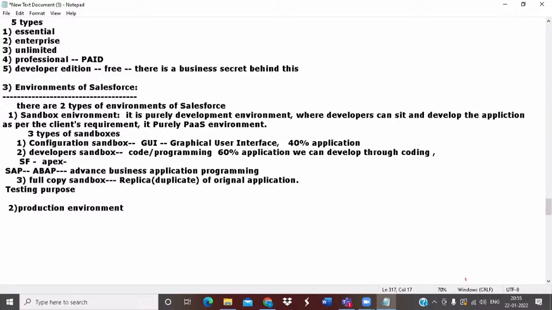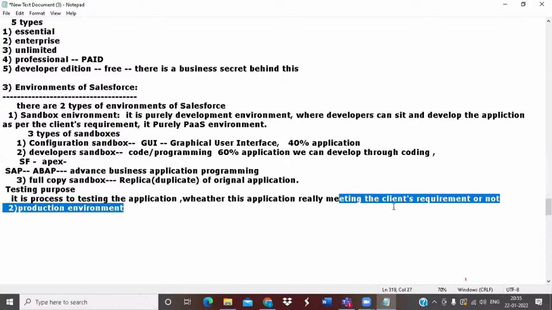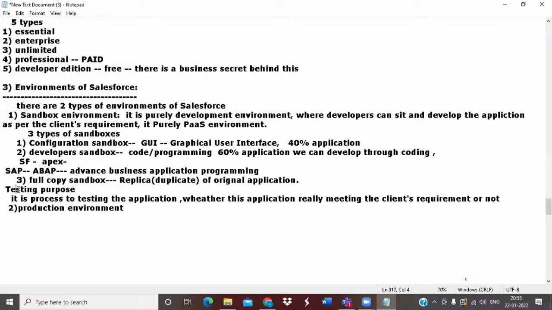Tell me guys, after developing the application, we need to test it or not? Yes, sir. So what is the meaning of testing? Testing is a process of checking the application, whether this application is really meeting the client's requirement or not. That checking process can be called testing. For testing purpose, the duplicate copy of the original application will be placed in the full copy sandbox. Am I clear on this point?